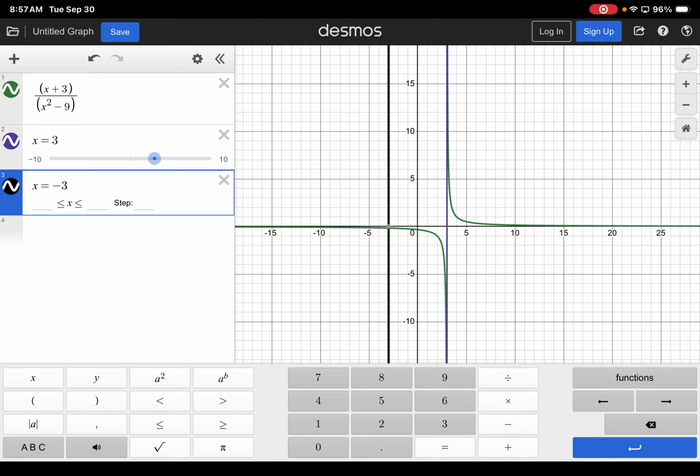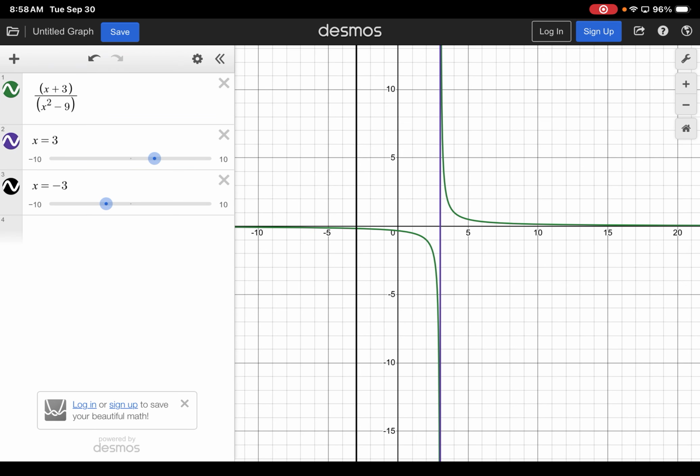Okay. First, let's look at the purple one. See the purple line? The purple line is an asymptote. If you're walking along the green function, you're going to get super close to it, but you can never touch it. Super close to it, but never touch it. That is a perfect example of a vertical asymptote. We said that 3 had one of those, okay?